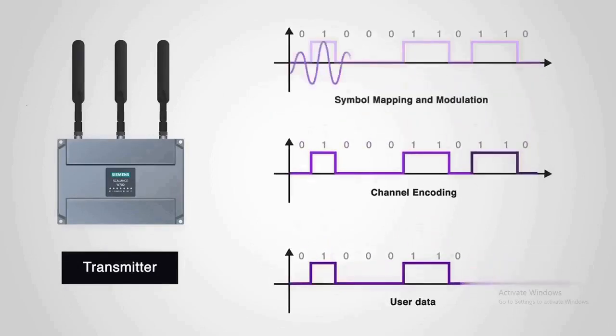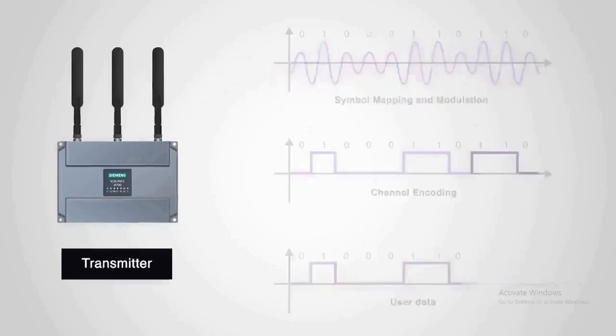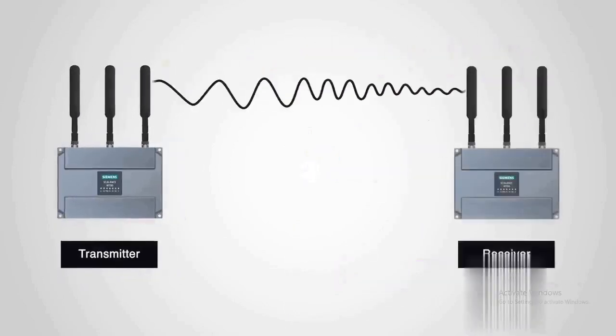After encoding, the digital data are mapped into symbols and then modulated by varying the signal amplitude, and then passed to the transmitting antenna. This is how industrial wireless communication works.